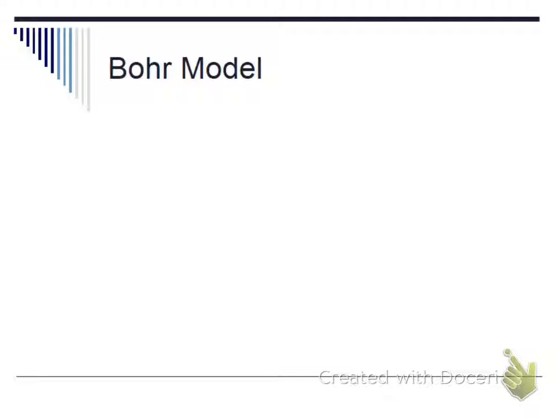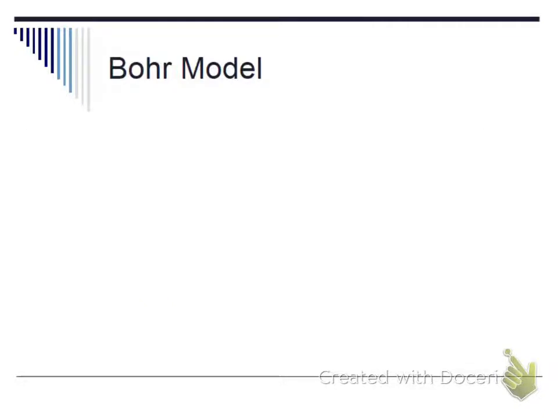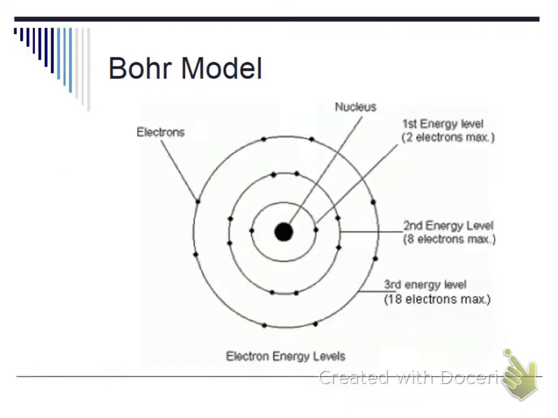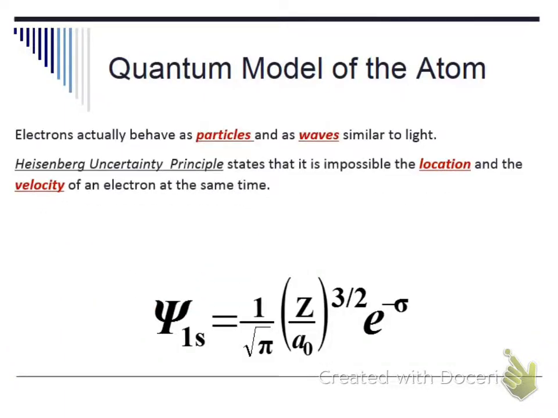So we talked about the Bohr model last unit, and we said that Bohr proposed that electrons are in specific energies called orbits, and he said that the energy of the photon is the difference in these energy levels. So that was the Bohr model. We also said that the problem with the Bohr model is that it only worked for hydrogen. So that led them to come up with a different model, which we'll talk about here in a second. That's just showing you the energy levels like we looked at last time, just to refresh your memory. That brings us to the quantum model of the atom.